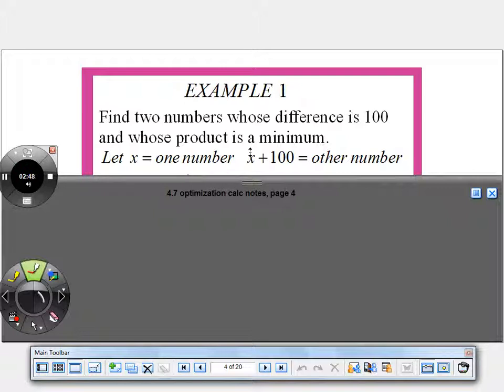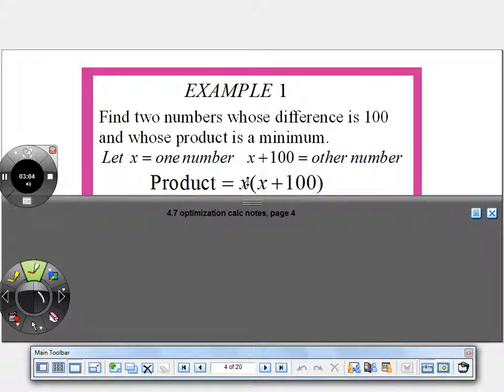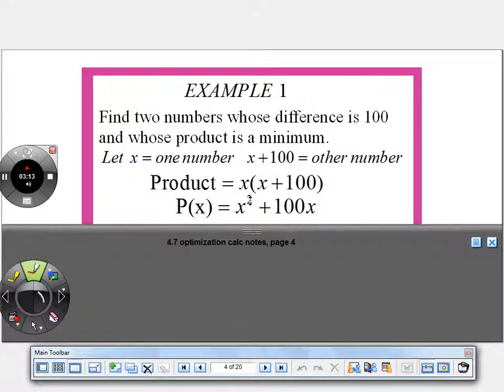You could do it that way, or some people would rather say x and then x minus 100. Amazing, it works both ways. So you can try both ways and see which one you like better. I stick with the positive one. The product of those two numbers is x times x plus 100, and that's my function. So my function is p of x, and now I just need to figure out what's the minimum value of this function, and that would be my minimum product.